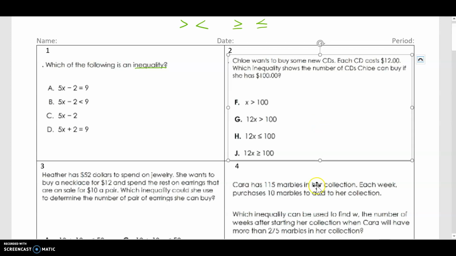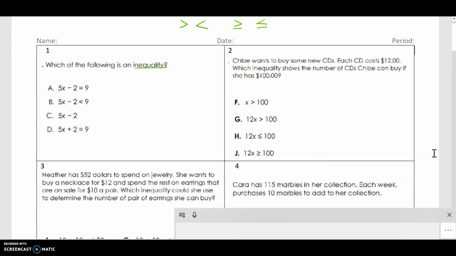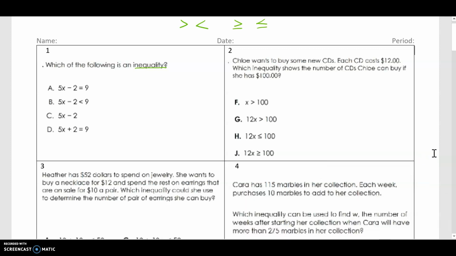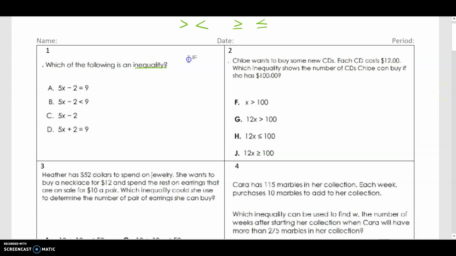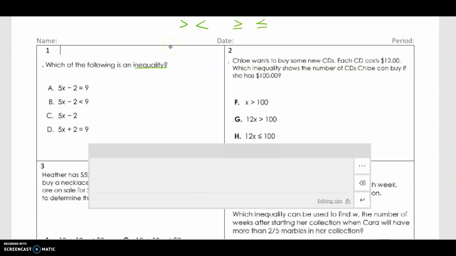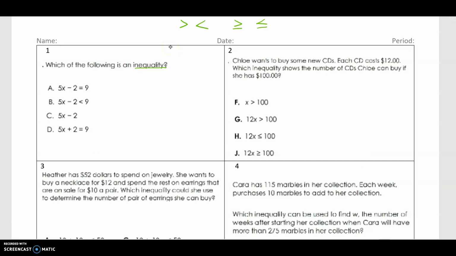Number 2, it says Chloe wants to buy some new CDs. Each CD costs $12. Which inequality shows the number of CDs that Chloe can buy if she has $100? Okay. So one of the important things that we need to be looking at is our keywords, okay? Our keywords are different for adding, subtracting, multiplying, and dividing.